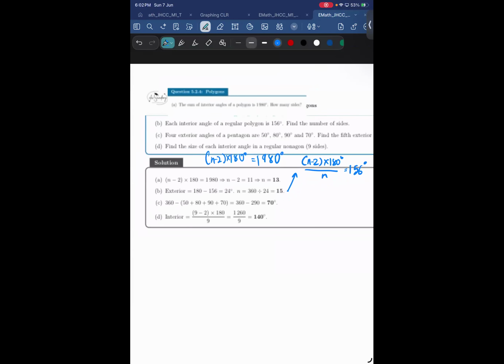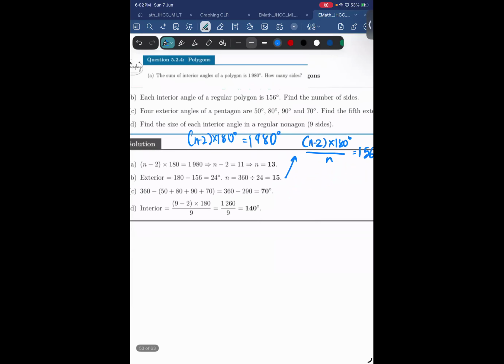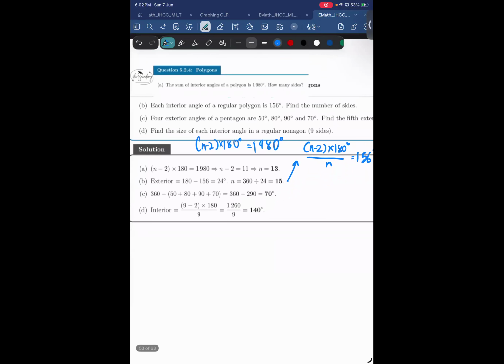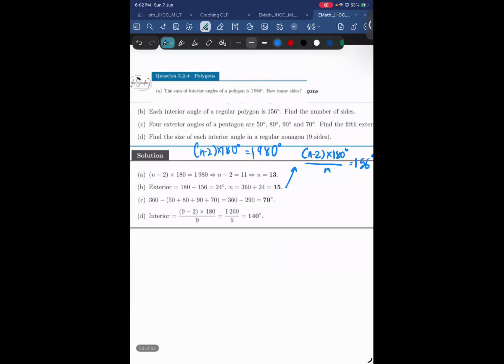For part C, it is identical to the previous one. A pentagon has 5 sides. Your goal is to find the sum of the total angles, then subtract the rest. But this one is an exterior angle, so it's a bit different. For exterior angles, the sum will be 360 degrees. So you subtract all of these other ones and you get 70 degrees. This one is the trick. Usually it's just interior, not exterior.